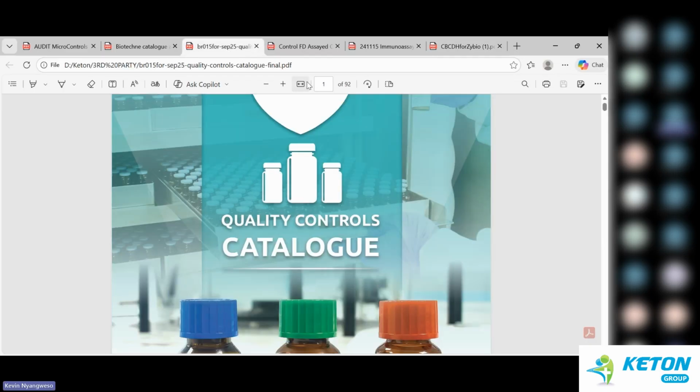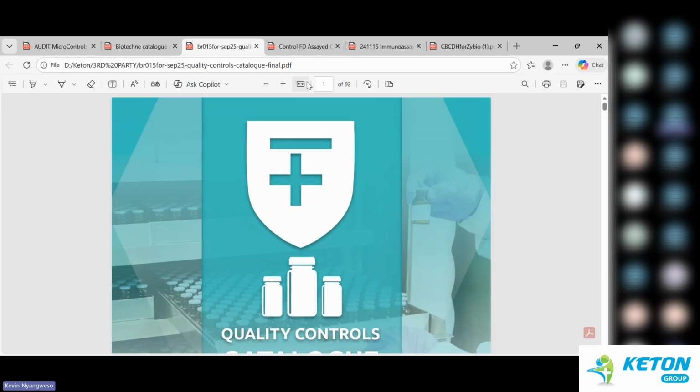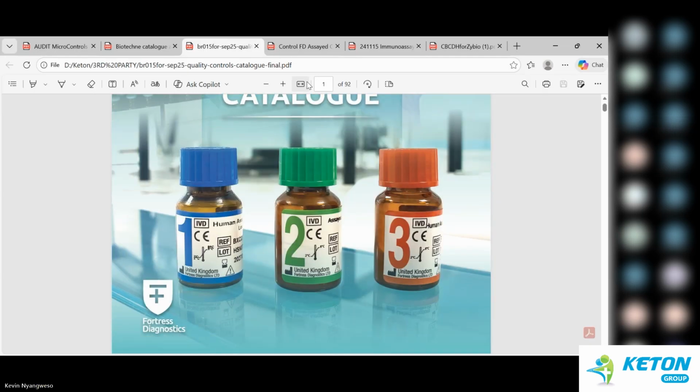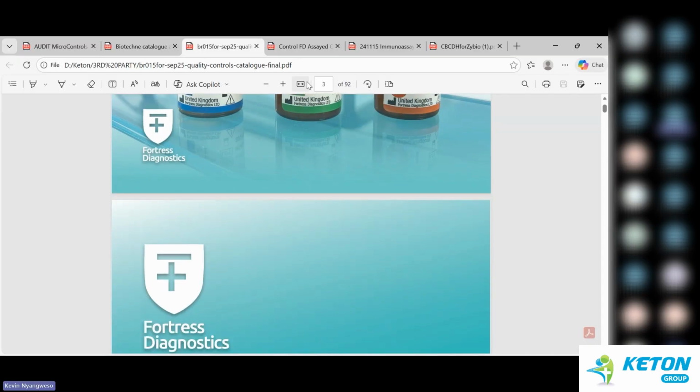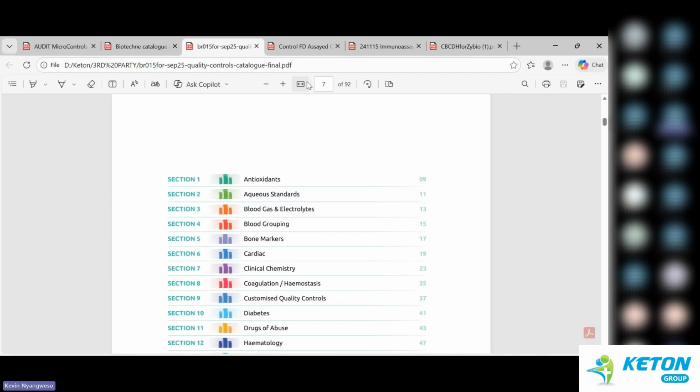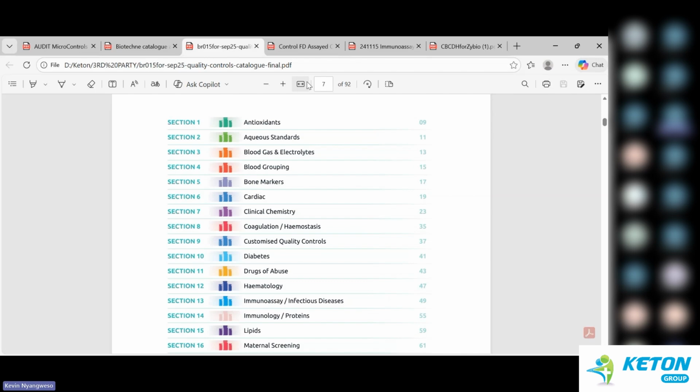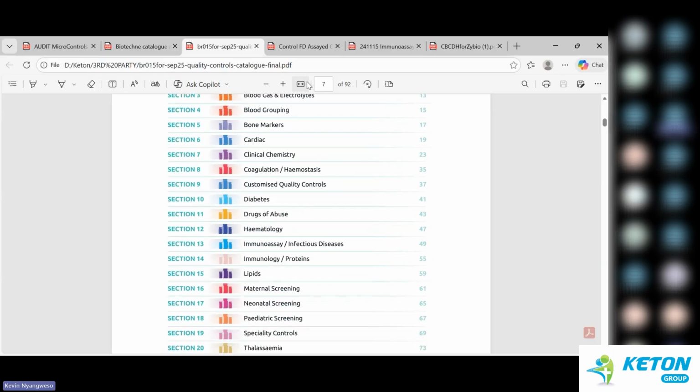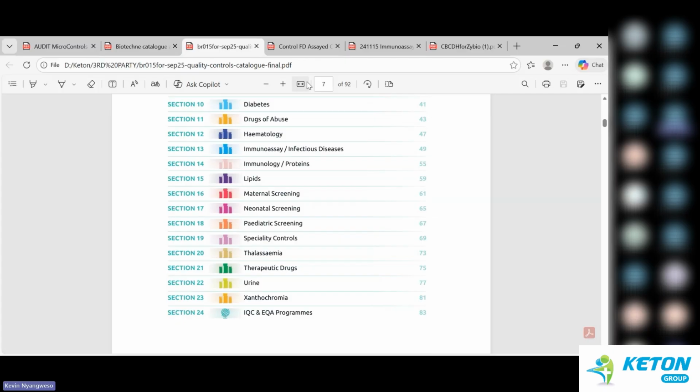And then in terms of immunoassays, we have the Fortress quality controls that have assays for different programs. For example, if you look at this, we have assays for antioxidants, aqueous standards, blood gas and electrolytes, blood grouping, bone markers, cardiac, clinical chemistry. All these are available with Fortress Diagnostics. So if you're looking into procuring a third-party control just to have an independent view, we are able to support you with everything that you need for your lab verification and performance.